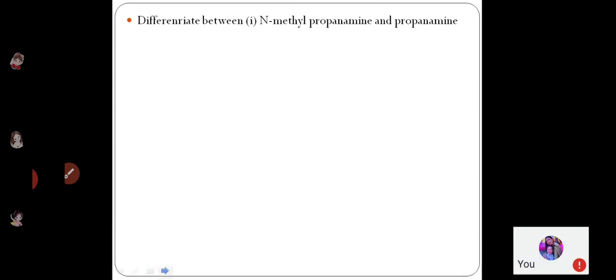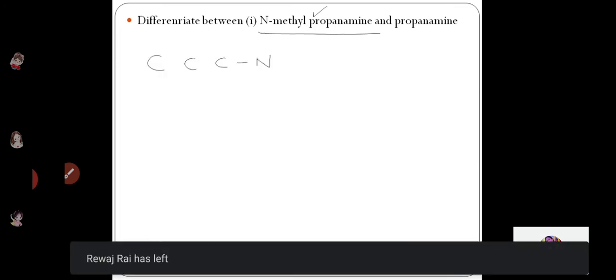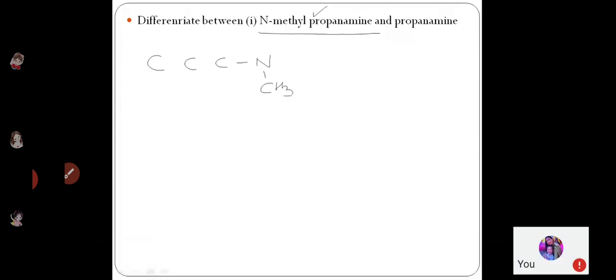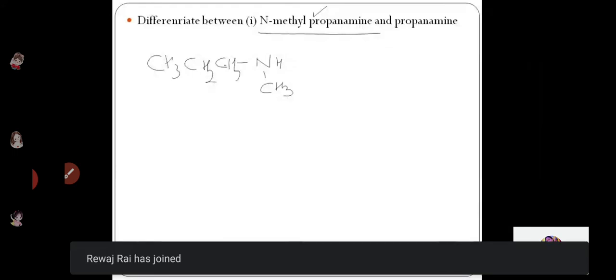Now differentiate between N-methyl propane amine. Again, you need to draw the structure correctly. Prop means 3 carbons are there, amine means N. And N-methyl, what is there? A methyl group, so 1 methyl group. Then this is the structure: CH3, CH2, CH2, and NHCH3.